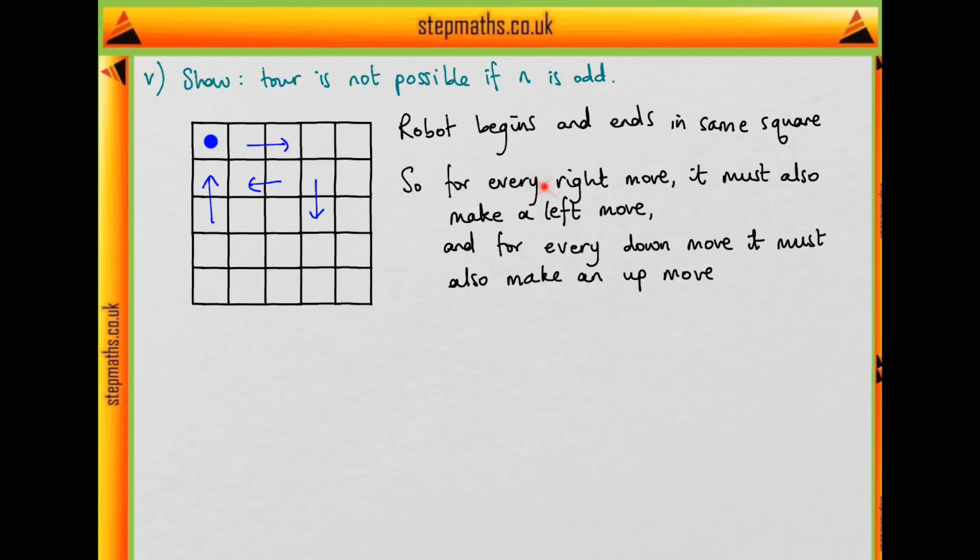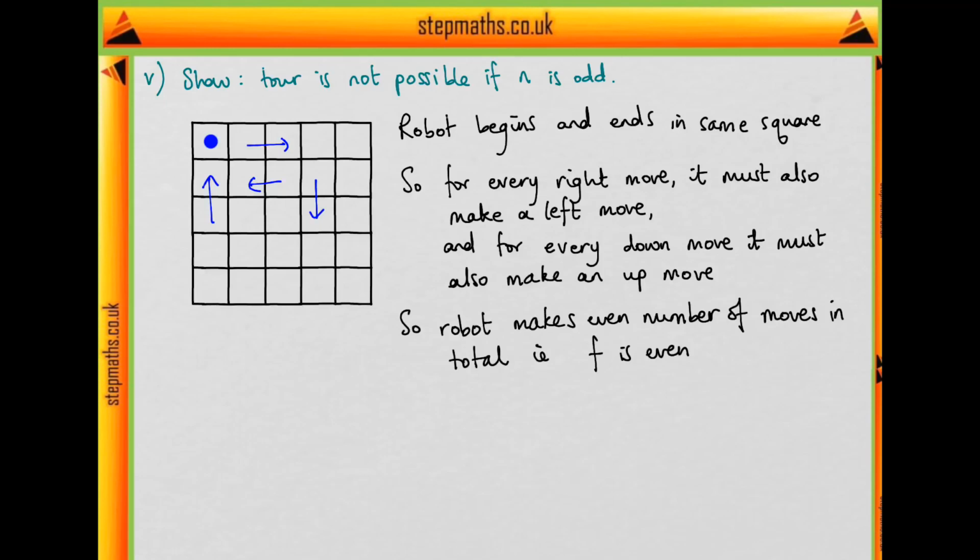So if for every right move there is a left move, and for every down move there is an up move, then we can sort of pair these moves up. And so we see there must be an even number of moves that the robot makes in total. So that means F must be even.